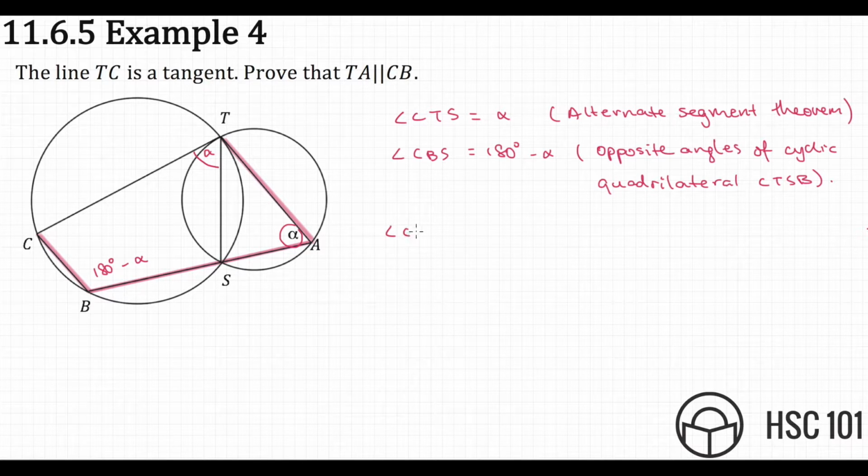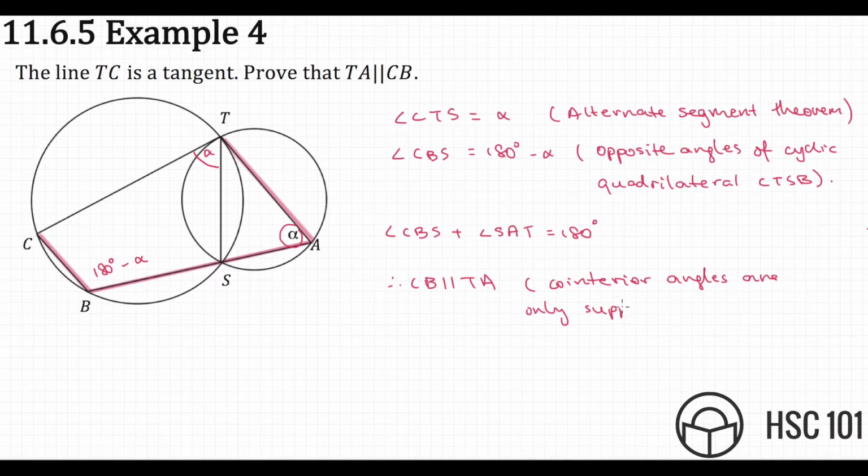If I put that down in writing, angle CBS plus angle SAT is quite clearly 180 degrees. And this clearly tells us that CB is parallel to TA, because cointerior angles are only supplementary given parallel lines. So that's our proof for example 4.